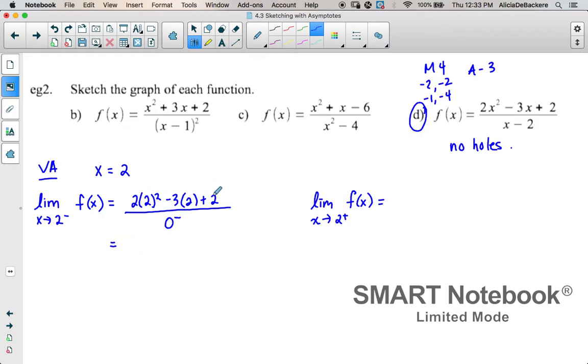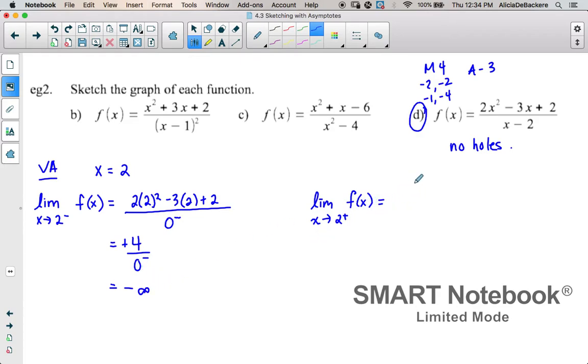And then figuring out what the value is on top. I need that value to figure out if it's positive or negative infinity. When I put this all together here, I've got 8 minus 6 plus 2, so that's 4. And so I have a positive divided by a negative. That comes out as a negative. And then a number divided by almost 0 is infinity.